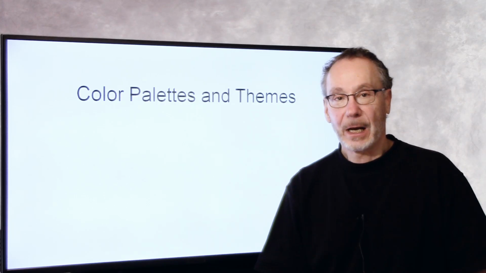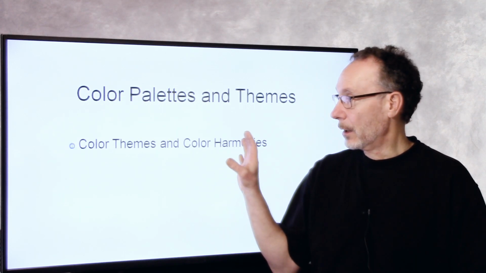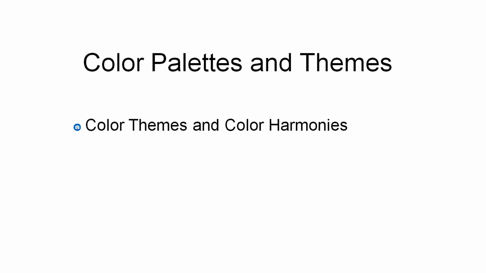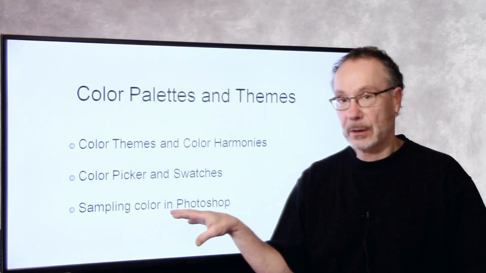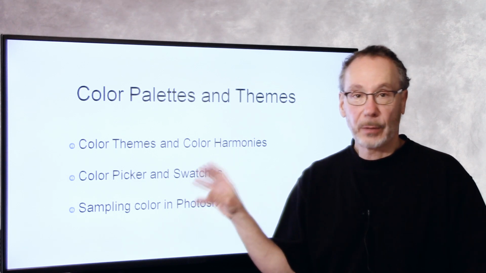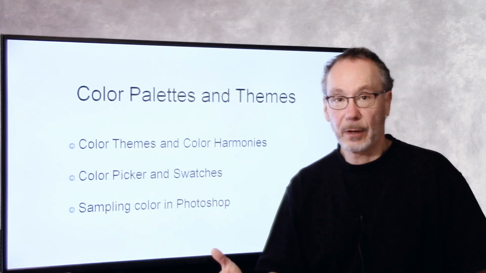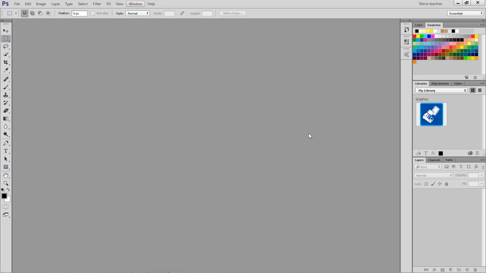Now that we know a little bit about color and emotions, let's talk about color themes and color harmonies and where we can find those right within the Photoshop interface. We're going to discuss the color picker and swatches, very powerful tools which in combination with our ability to sample colors in Photoshop will give us the power to create our own color themes and color harmonies, which we can then apply to images. Let's go to Photoshop and I'll show you where you can find this.